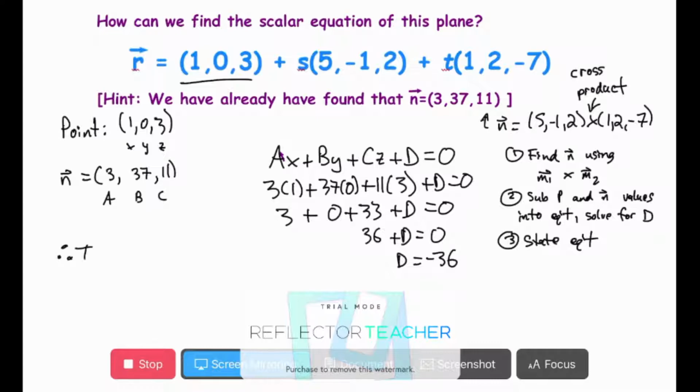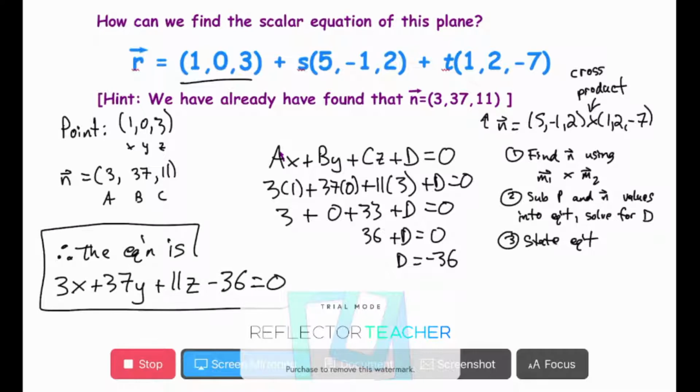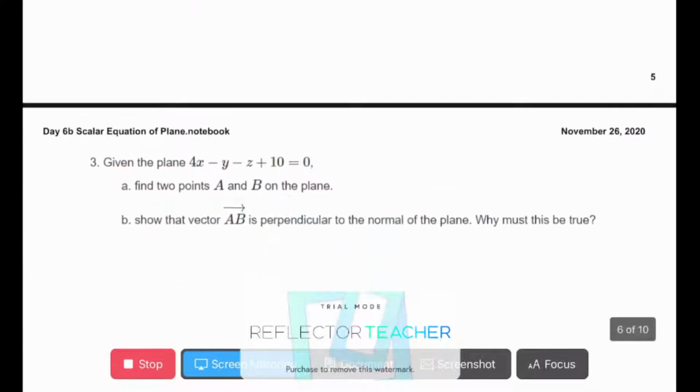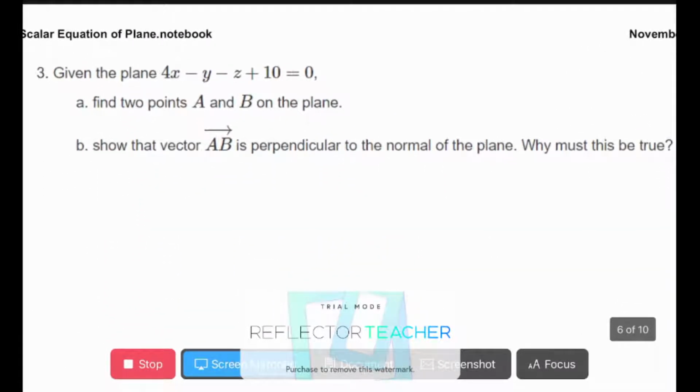So what's our equation? Therefore, the equation of this plane is: a value is 3x, plus b value is 37y, plus c value is 11, plus d value we just found is negative 36, equals 0. All right, looks pretty good.